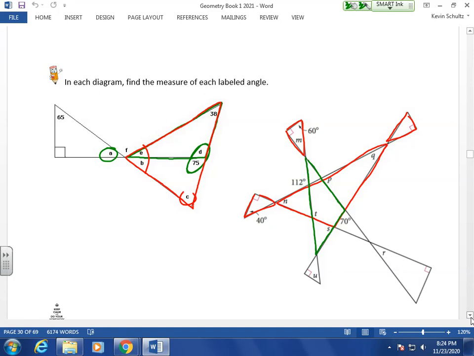All right. So solve for every red dot angle in the diagram up above. Solve for all the variable angles in the two at the bottom. The first one, you got A, B, C, D, E, and F, and then you've got M, N, U, T, S, R, P, and Q in the diagram on the right. Okay?